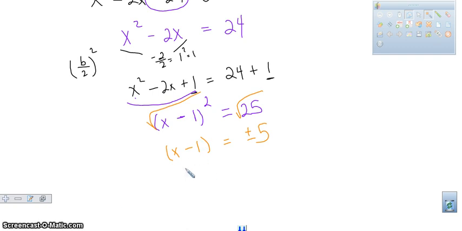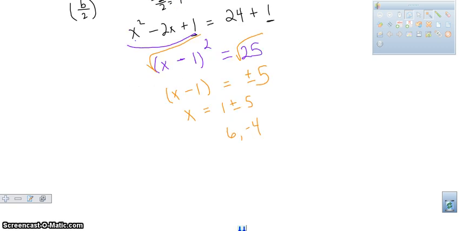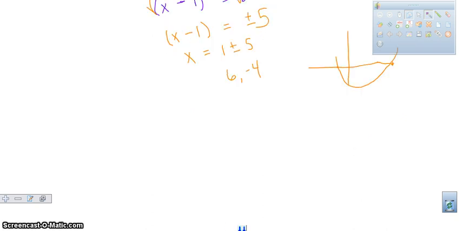So then my answers are x equals 1 plus or minus 5. So 1 plus 5 is 6, 1 minus 5 is negative 4. Those are my two solutions. Which would mean, if you graph this parabola, let's say here's 6, here's negative 4, it probably looks something like that. Okay, let's try one more that's just a little bit harder.